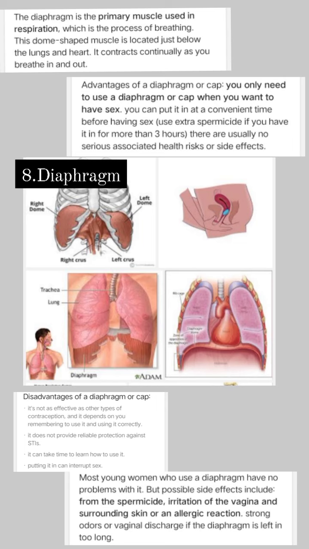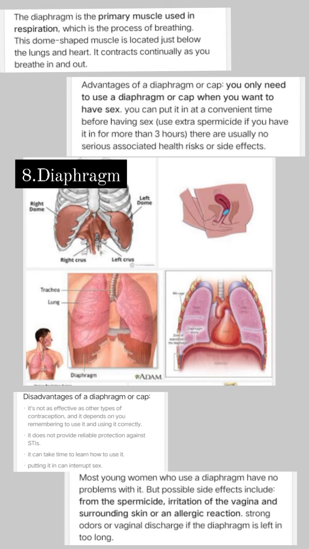Number 8. Diaphragm. The diaphragm is the primary muscle used in respiration, which is the process of breathing. This dome-shaped muscle is located just below the lungs and heart. It contracts continually as you breathe in and out. Advantages of a diaphragm or cap. You only need to use a diaphragm or cap when you want to have sex.